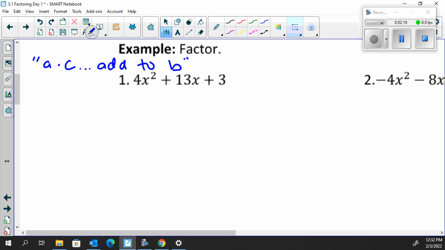When I say A, C, and B, I'm talking about the coefficients. A, B, and C. It's in standard form, right? Ax squared plus bx plus c. So we've got our coefficients. That's what I mean when I'm talking about A, C, and B here. So first, I have to do A times C. So first times last. 4 times 3, that's 12.